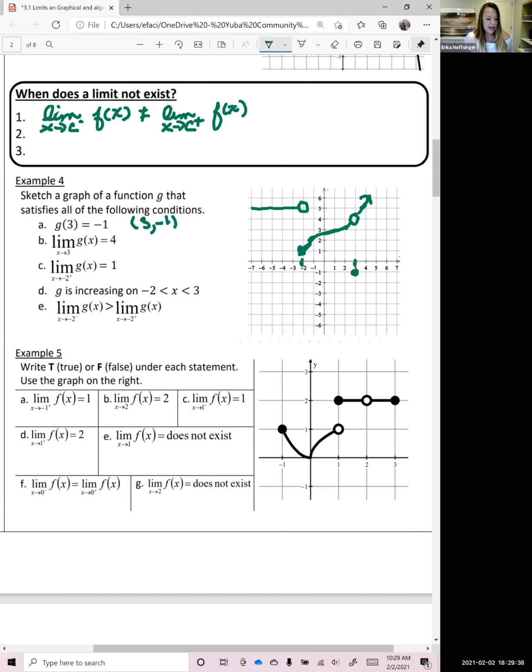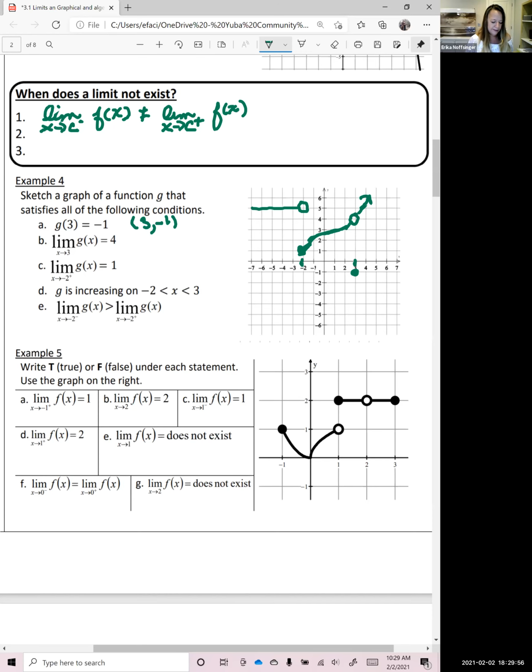So now looking at example 5, we're going to look at, is the statement a true or false statement? If it's true, you should really be able to defend why your statement is true. And if it's false, you should be able to explain why it's false.